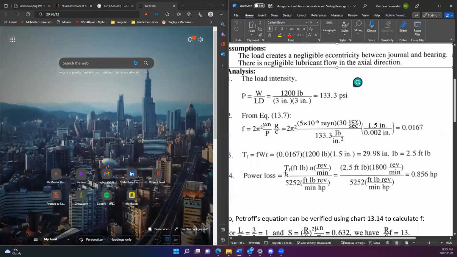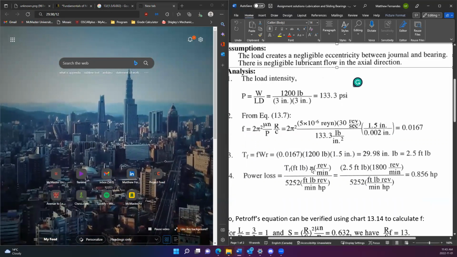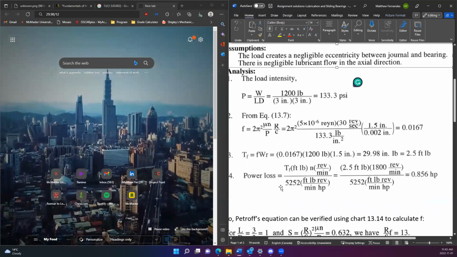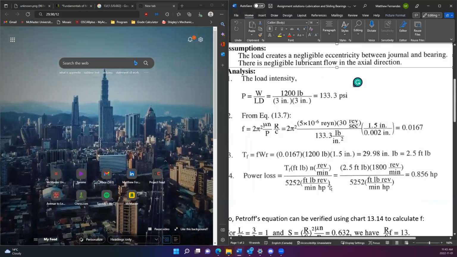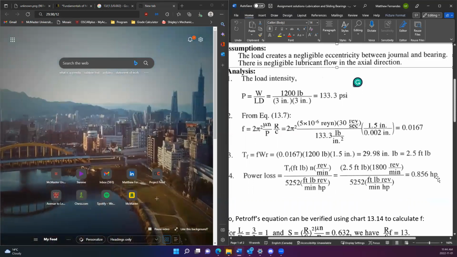Power loss. We calculate power loss as the T_f value, your torque, times your revolutions per minute, and this constant is used to convert to horsepower. So you put 2.5 times 1800 over 5252, and you get 0.856 horsepower.